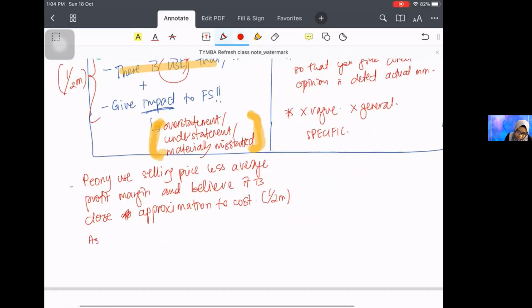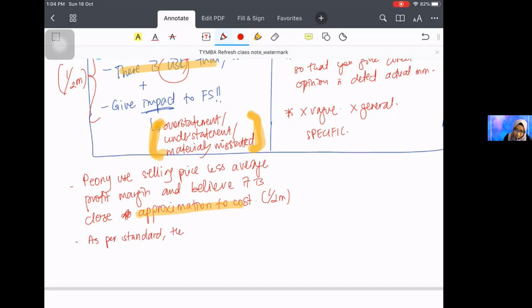As per standard. Okay, kita tahu standard kata inventory kena value using lower of cost or NRV. However, this company guna industry practice, selling price minus average profit margin. So kita tak boleh lah tulis dekat sini as per standard, company should value using lower of cost or NRV. Sebab kita kata tadi dia boleh nak guna industry practice. Cuma isu dia sekarang adalah tentang approximation to cost. So kita highlight as per standard dia kata apa tentang approximation to cost.